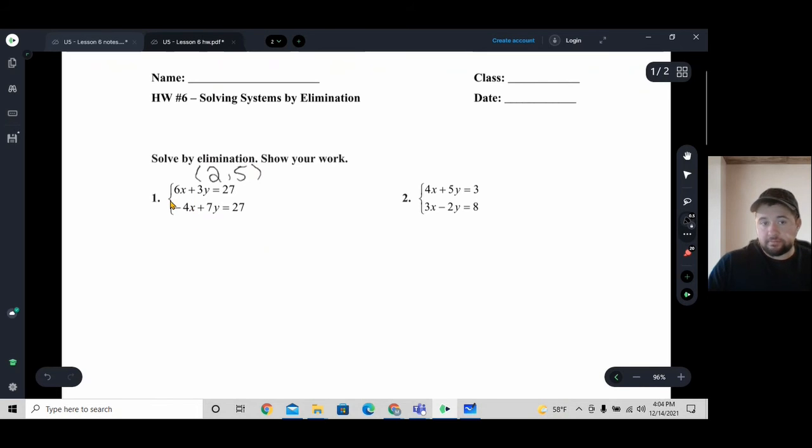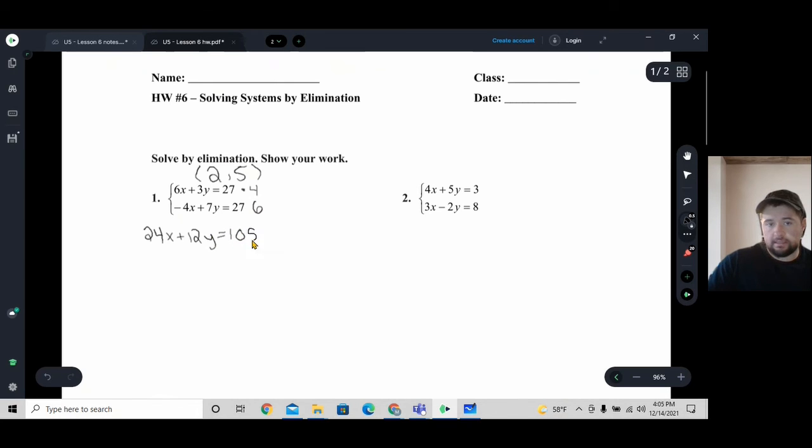Let's work it out. 6x plus 3y is 27. Negative 4x plus 7y is 27. I'm going to look at these two variables, my x's. I notice that one's positive, one's negative, so I'm going to cancel them out. So multiply my whole top equation times 4 and my whole bottom equation times 6. So that's going to give me 24x plus 12y equals 108.